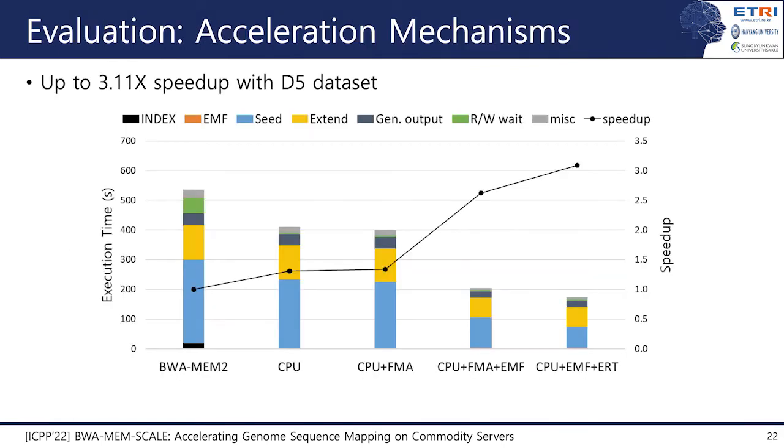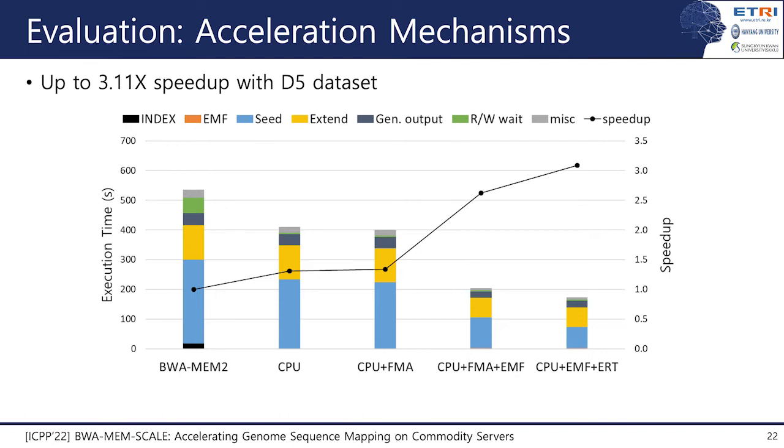This graph shows the effect of the acceleration mechanisms. In this experiment, we used the dataset from the BWA-MEM-2 paper. The x-axis shows the baseline and what mechanisms are applied, and the y-axis shows the execution times for the bar graphs and the speedup compared to the baseline for the line graph. In the bar graph, the colors represent the execution time of each part of the program, as indicated at the top of the graph.